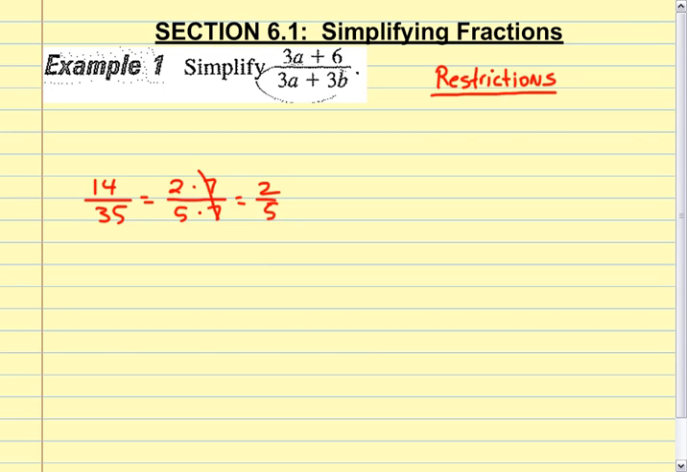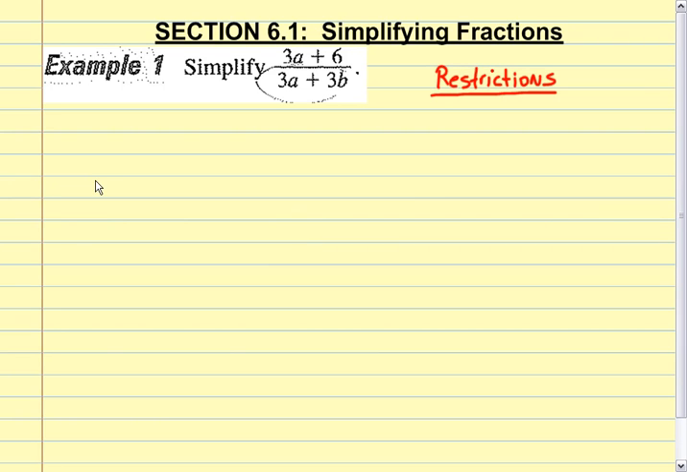Okay? Now we need to do that with algebraic expressions. But it's the same thing, same way. Factor them and then cancel them out. But there's one thing that you have to do before you cancel. Before you cancel. Okay? Here's what you have to do. You need to find the restrictions.